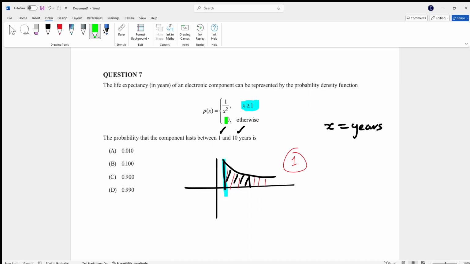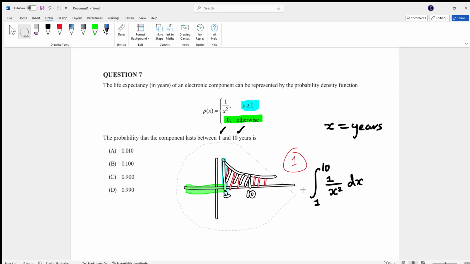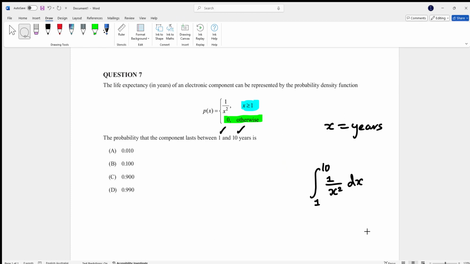Because they've said 0 otherwise, everywhere else on the function would be equal to 0. So to find this area, you need to set up an integral. The lower bound would be 1 and the upper bound would be 10. So 1 to 10 of 1 over x squared dx. Easier said than done setting that up. A lot of people don't even set that up. Hopefully you can see why we've set that up. If you're not sure, you'll probably need to study probability density functions in a bit further detail.